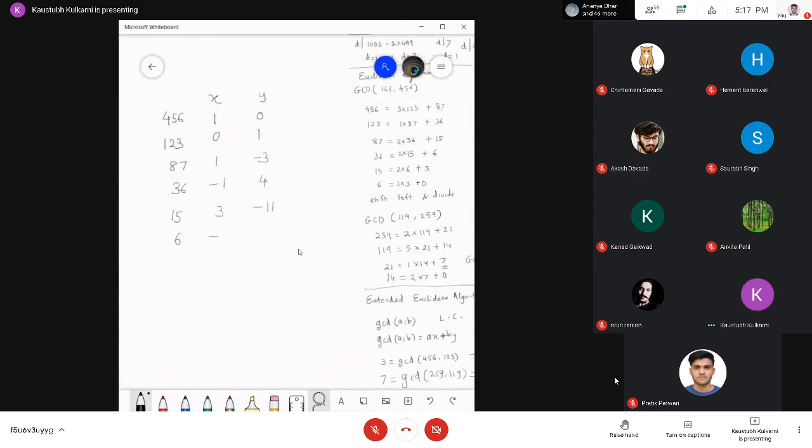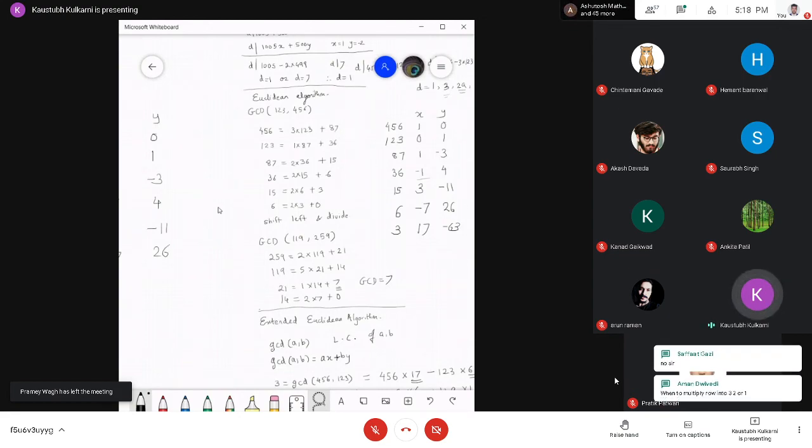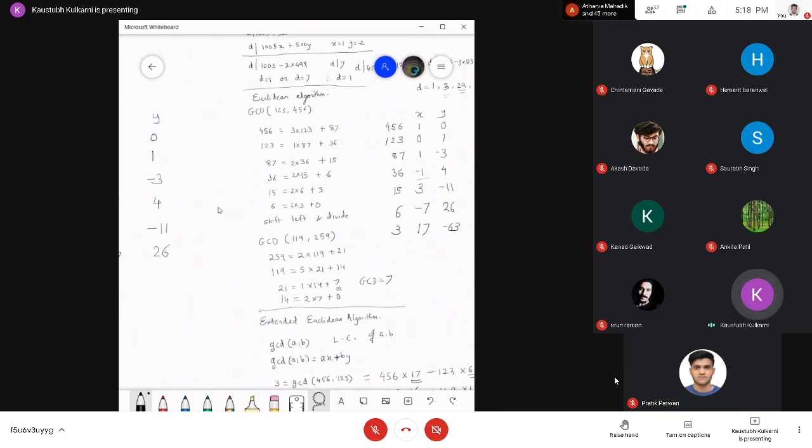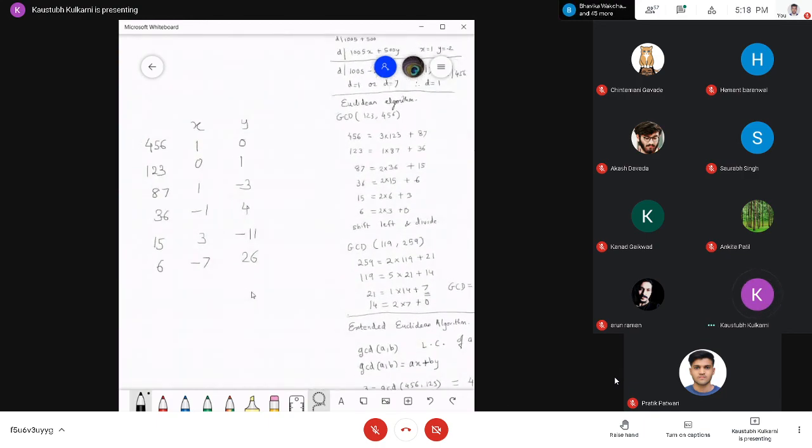Anyone else has any questions? If Piyush is saying 3 and minus 15, minus 11. Okay, yes, that's okay. When to multiply row into 3, 2, or 1, you are not getting the point. Okay. Still not getting the point.